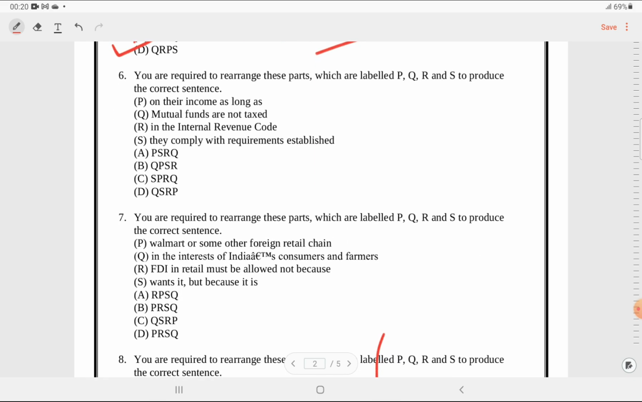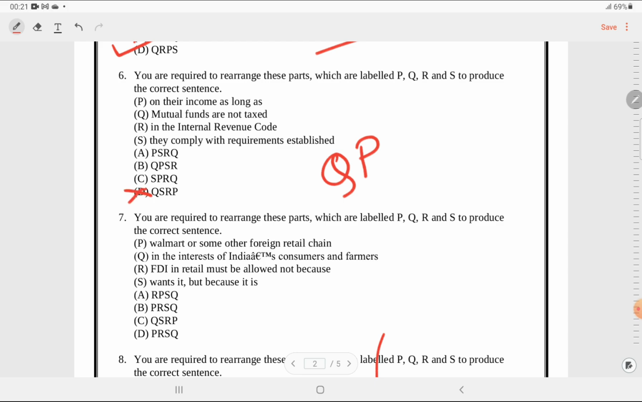Now you're required to rearrange the same thing on their income as long as mutual funds are not taxed. ये मेरा सेंटेंस बन सकता है. Mutual funds are not taxed on their income. OK, Q and P can go together. So now let's see. I haven't read R. I haven't read S. Q and P I want together.